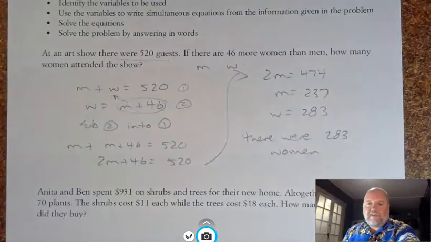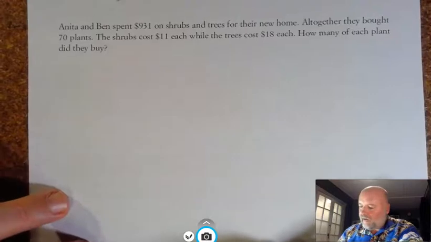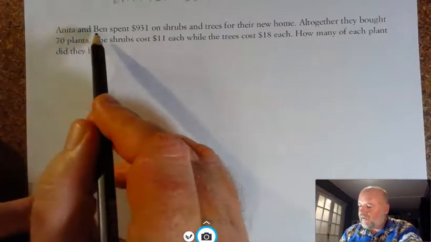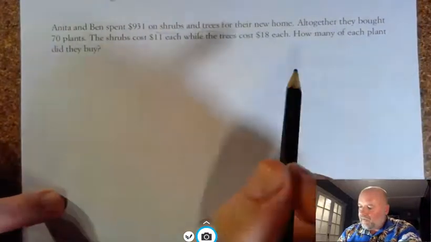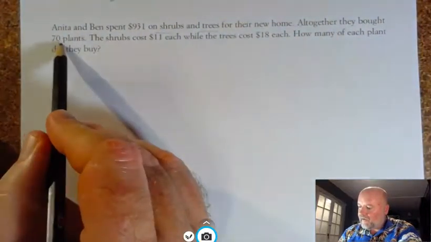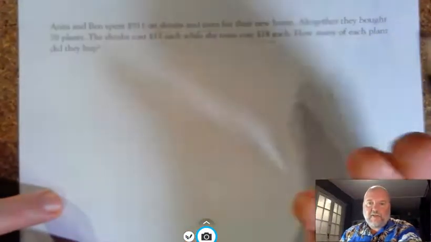Let's have a go at this one. This is your classic sort of money one. We'll have a bit of a read of it. So Anita and Ben spent $931 on shrubs and trees, so they're the two variables that I've got. Altogether they bought 70 plants. The shrubs cost $11, the trees cost $18. How many of each plant did they buy?